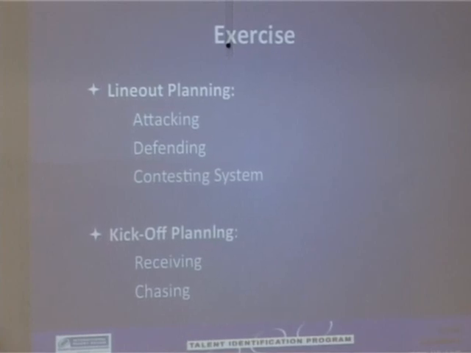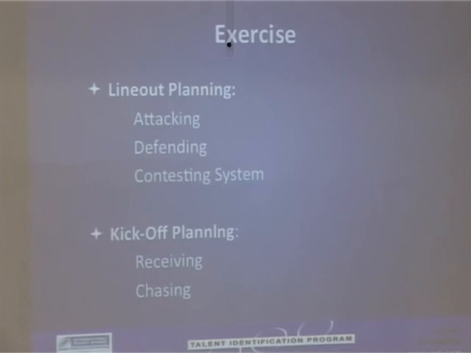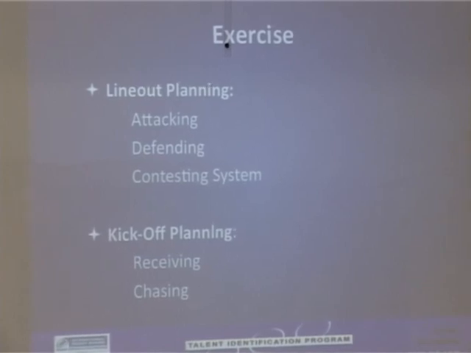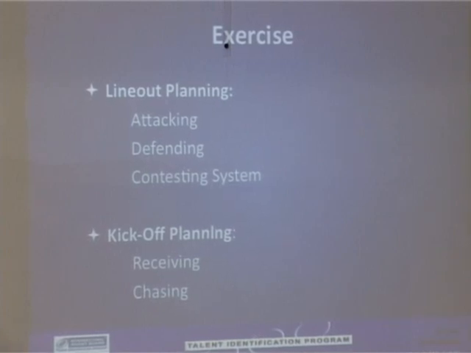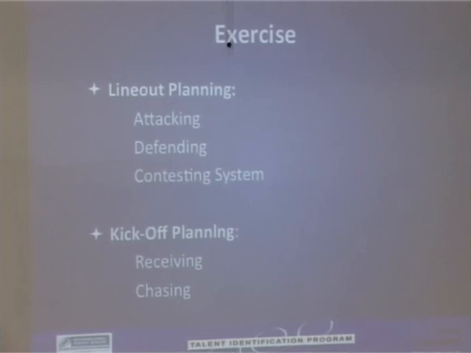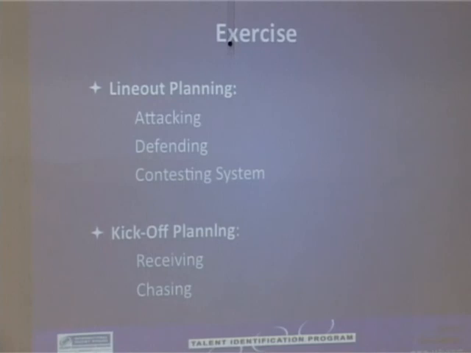When I say lineout planning, attacking is when you attack in their half, defending is when you're in your half, what you want to do there. Okay, that's what I mean by attacking and defending, and then just organize your contesting systems. Kickoff planning, again, like I said previously, you have to plan for the receiving and for the chasing. Okay.